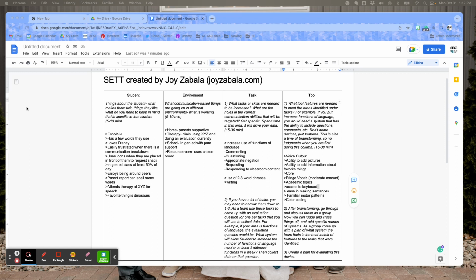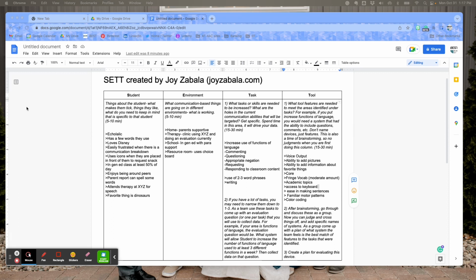So we want to add commenting, we want to add questioning, we want to add maybe age appropriate negation. Instead of throwing themselves on the floor having a tantrum, we want the child to be able to say no or stop. People respond to that, understand that, and then therefore we don't have some of the negative behaviors. So on here I have increased functions, and then I went ahead and had some that the team maybe found were going to be useful.